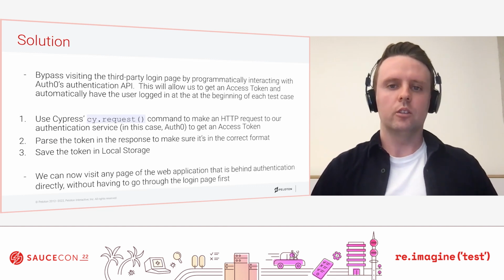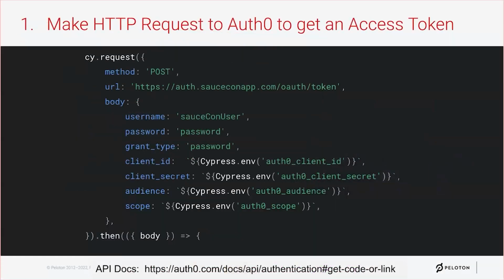Once the token is saved in local storage, we can now visit any page of our web application that is behind authentication directly, without having to go through the login page first. Now that we have a workable, scalable solution, let's dive into what the code for that looks like. The first step is to make an HTTP request to Auth0 directly to get an access token. This step mimics the logic that happens behind the scenes when a user logs in through the login page.